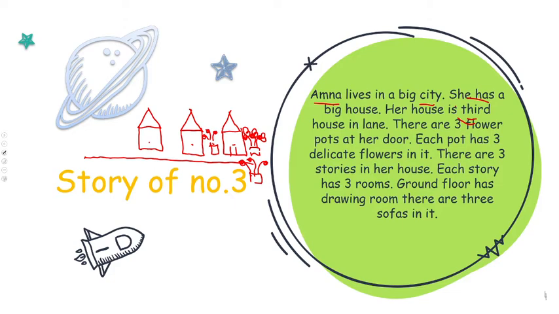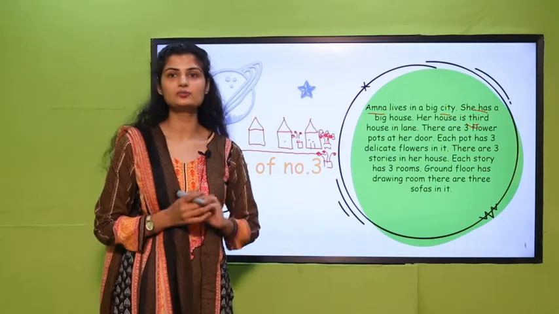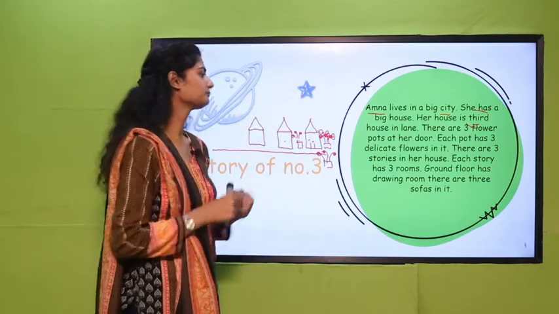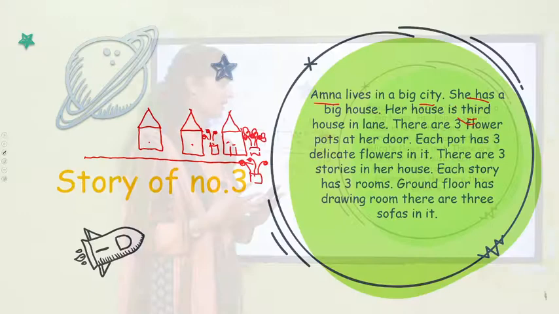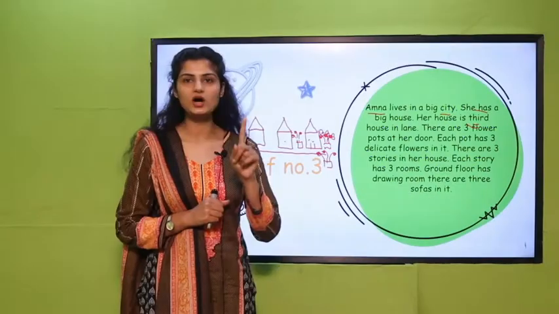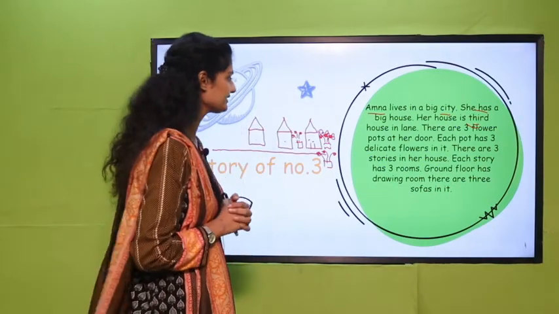There are 3 stories in her house. How many stories? 3 stories. And each story has 3 rooms. How many rooms? 1 room, 2 room and 3 room. The ground floor has 1 drawing room and it has 3 sofas in it. How many sofas? 1, 2 and 3. Excellent, PGs. Let's move to the next slide.